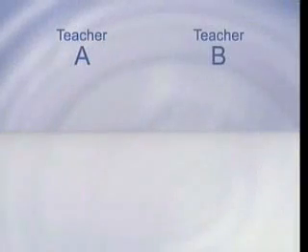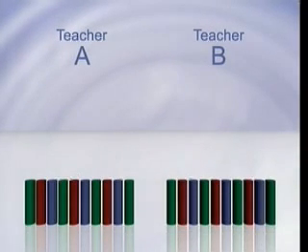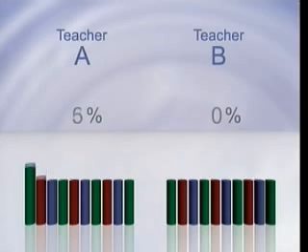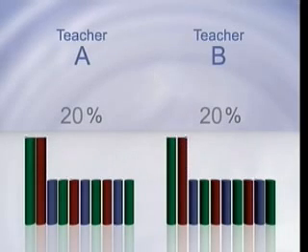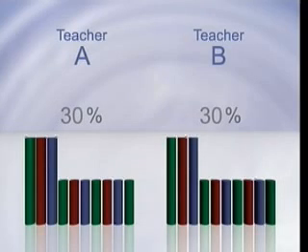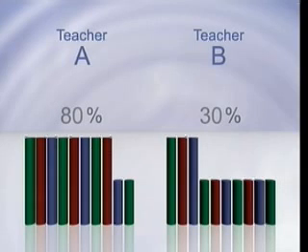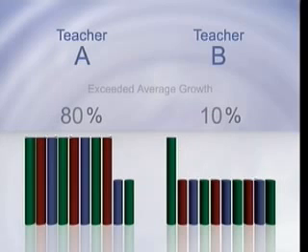A high CEI indicates that a teacher's students progressed at a greater rate than similar students in the district. For example, Teacher A and Teacher B both have 10 students eligible for the CEI computation. Both had 20% of their current students who passed last year's TAKS test. This year, both have 30% passing that TAKS test. However, Teacher A had 8 of the 10 students who exceeded the average growth, while Teacher B only had 1 of the 10 students exceed the average growth.